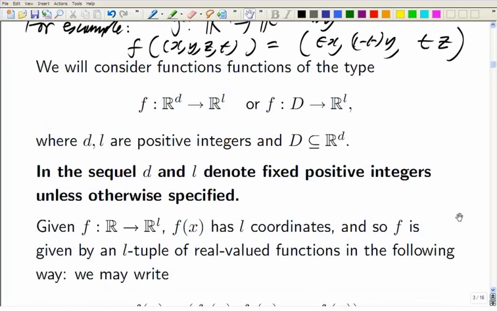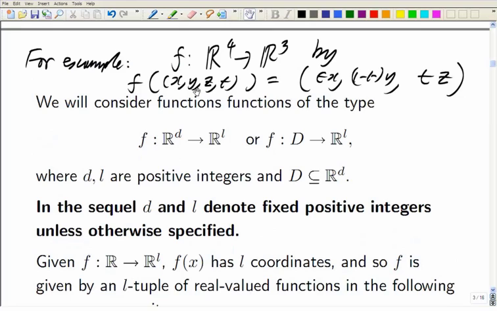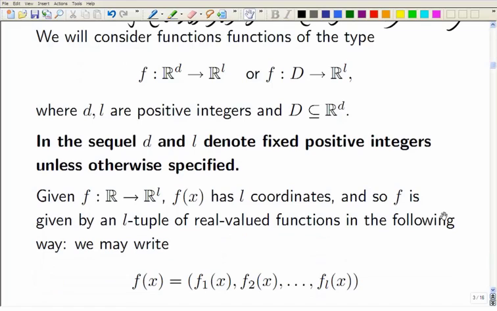But in general, your first point will be in R to the d. It'll have d coordinates, and the place you're going to will have l coordinates. And you can pick out those coordinates, and that allows you to say that if you've got a function that takes values in R to the l, then it's actually made up of l different functions. And that's what we'll talk about next time, how to simplify the situation so that you're looking at functions which are taking values in R rather than taking values in R to the l.